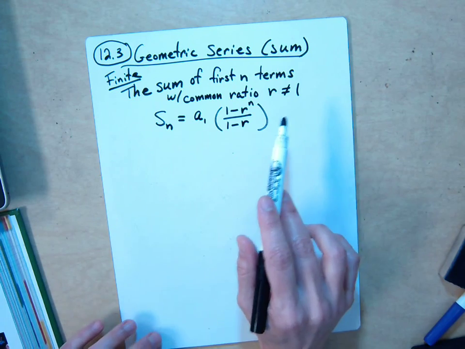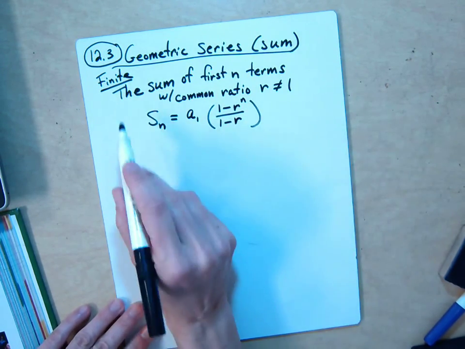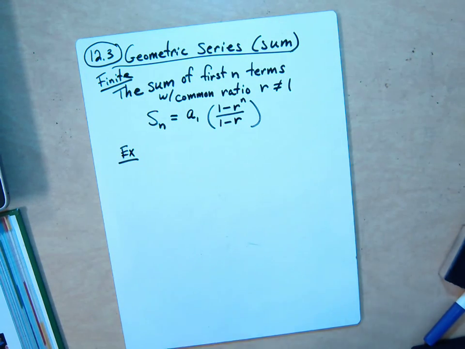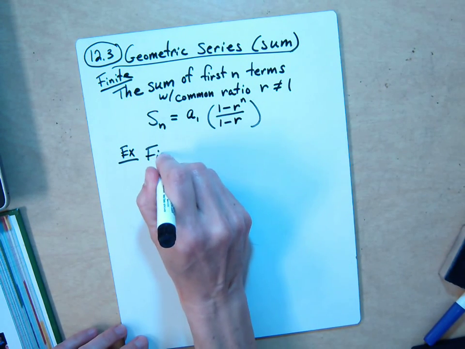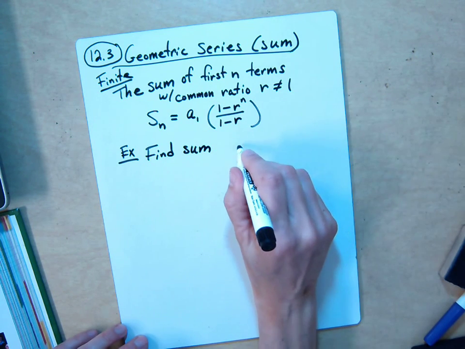Now, actually using this formula carefully is not that easy. It's very easy to mess up. So let's do an example just using the formula. So let's say I want to find the sum. You have to do order of operations carefully.